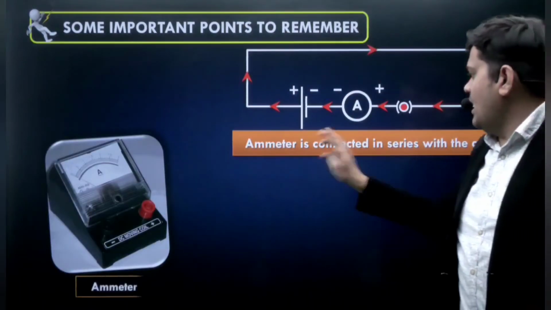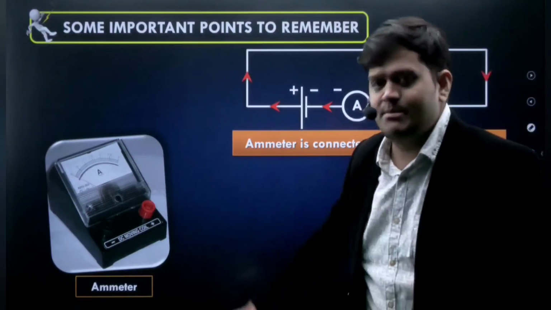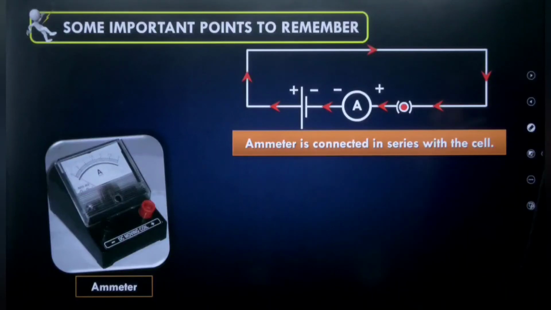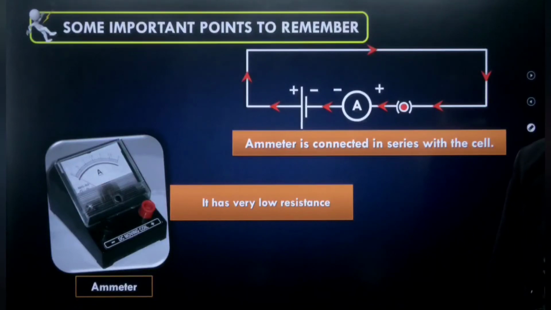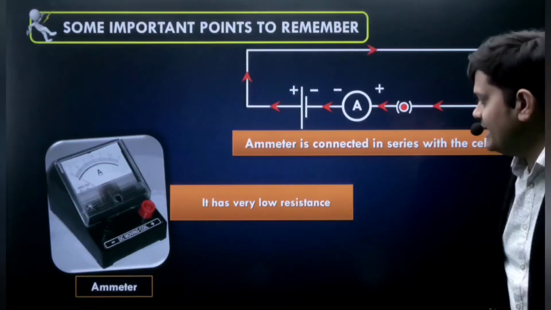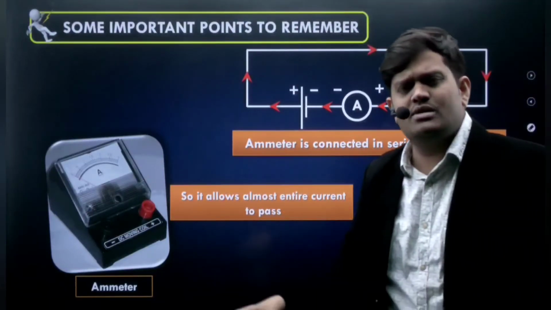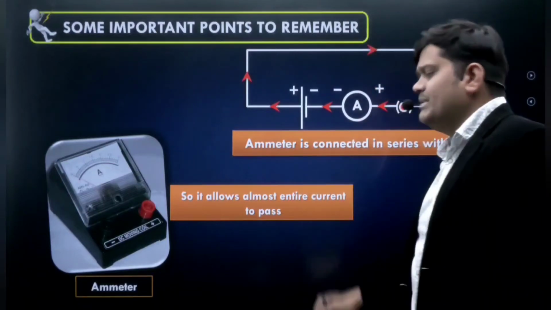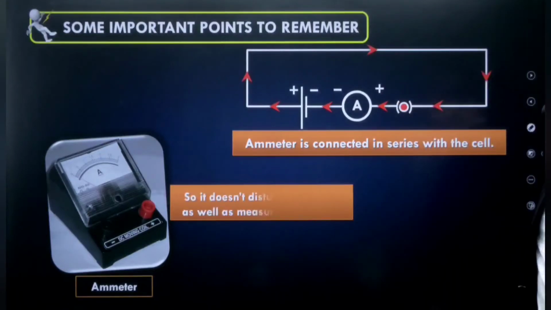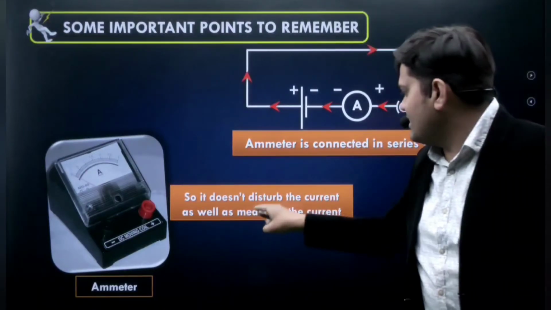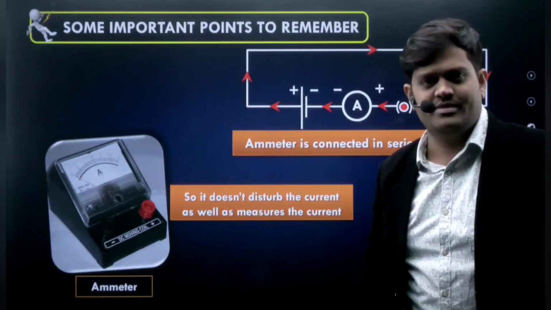So the ammeter is connected in series with a cell. This is the symbol of the ammeter, and this is what it looks like. The second point is that it has a very low resistance, approximately 0, so it allows almost the entire current to pass. So it doesn't disturb the current while measuring it. If there is no resistance, there is no disturbance.